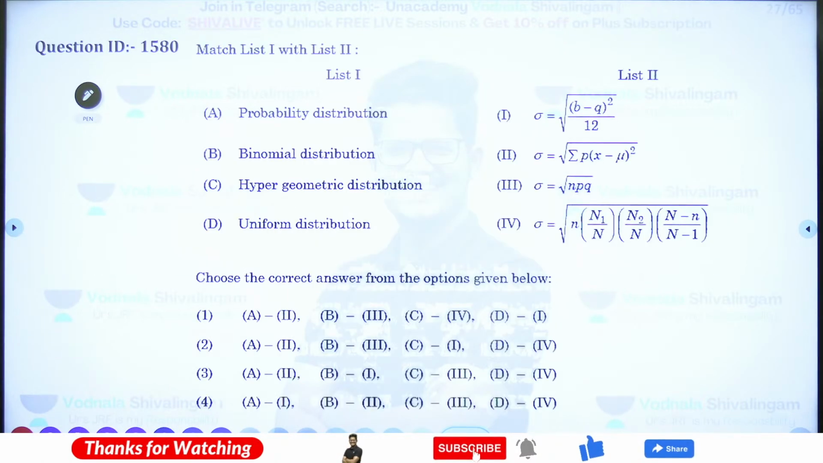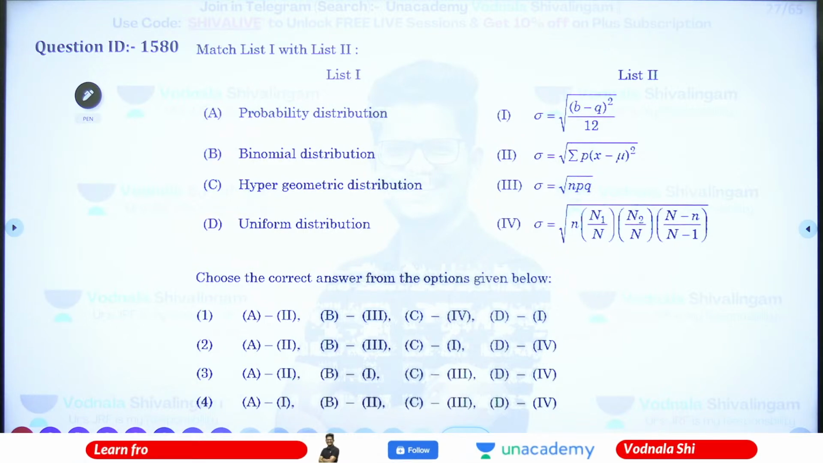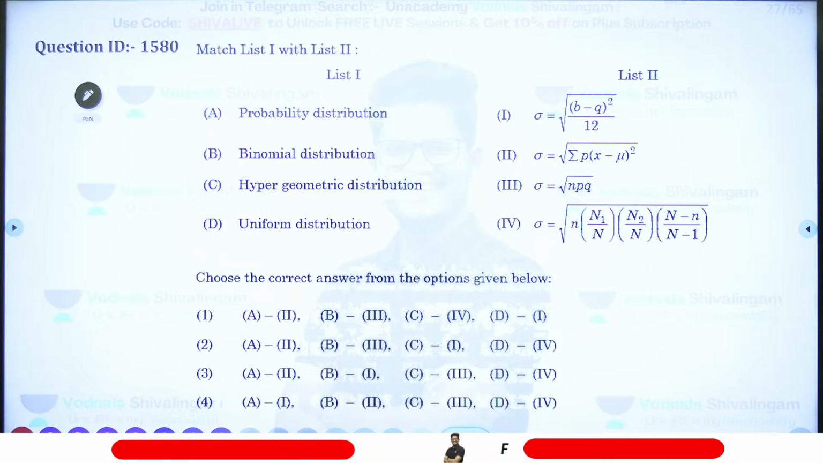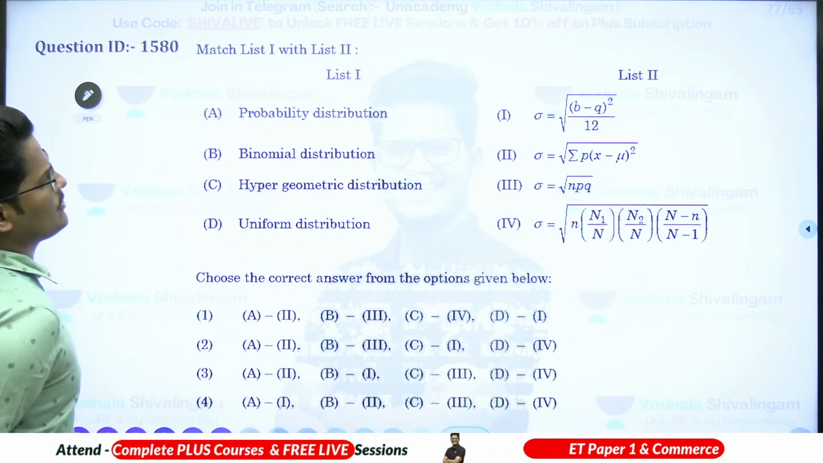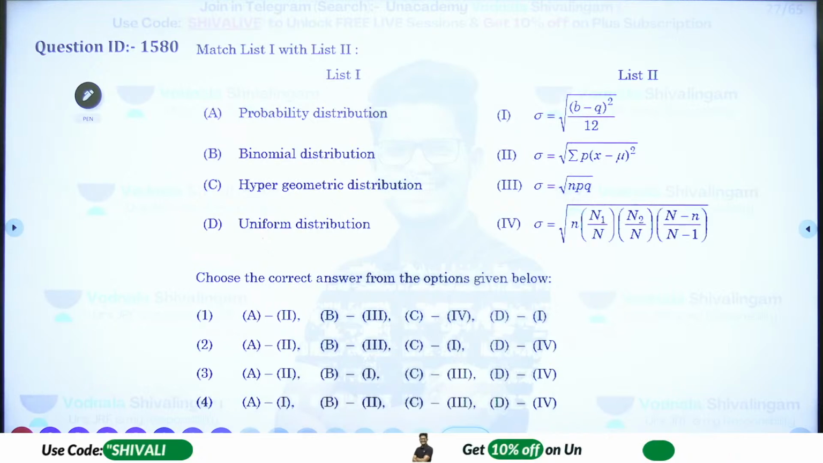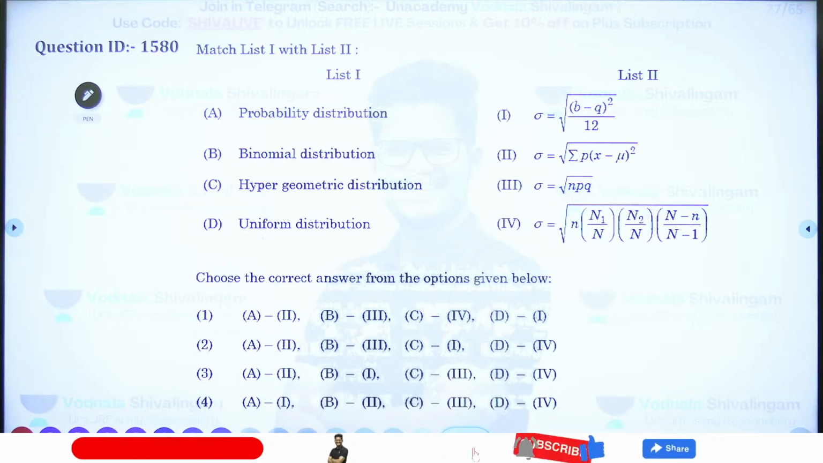Shift number 2. Probability distribution, binomial distribution, hypergeometric distribution, uniform distribution. Formula. So when the unknown like hypergeometric or uniform is coming now, with a known formula you need to move further. With a known formula it will give you the clue for sure. For sure one clue is available in the question.